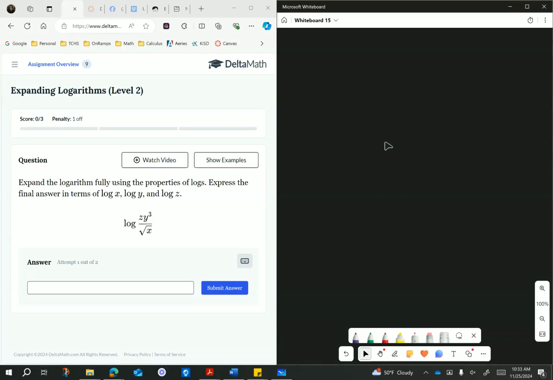I've had a few people reach out about expanding logarithms level 2, specifically on how to deal with radicals. So let me remind you of the radical property of being able to convert it into an expression that has a fraction exponent.